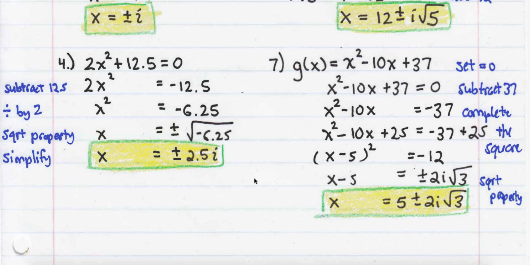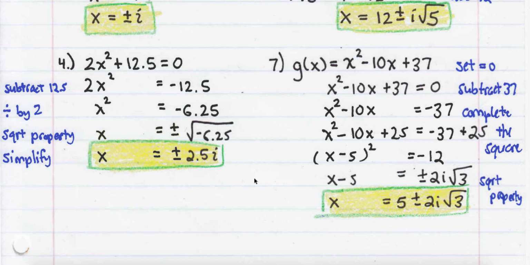Question number 7, it said to find the zeros of the function. So the first thing we do is we set the function g of x equal to 0. So now I have x squared minus 10x plus 37 equals 0. Subtract 37 to the other side. Time to complete the square. Half of -10 is -5, and -5 squared is 25. So we add 25 to both sides.